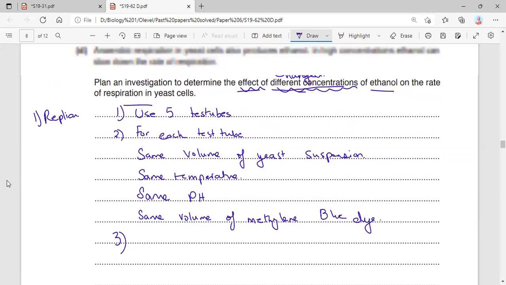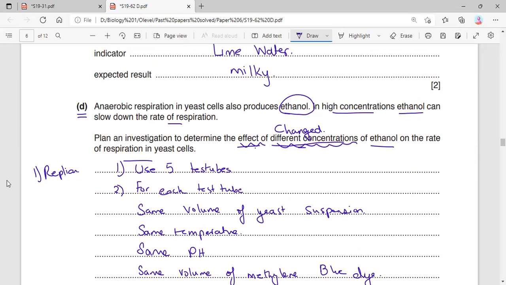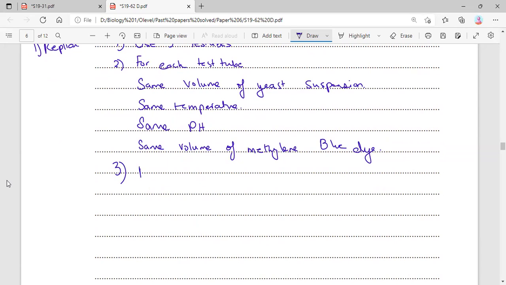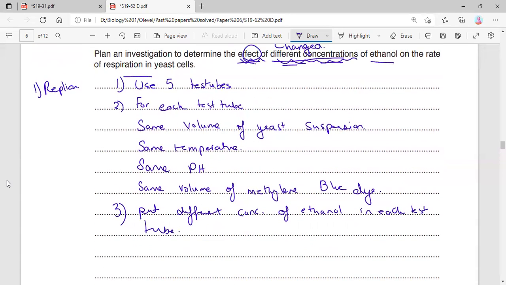What will I change? He told you that he wants to investigate the effect of different concentrations. So put different concentration of ethanol in each test tube. This is the changed variable. After the replica, which is how many test tubes you will use, you will put the constant variables or the fixed variables, and then you put what did you change.